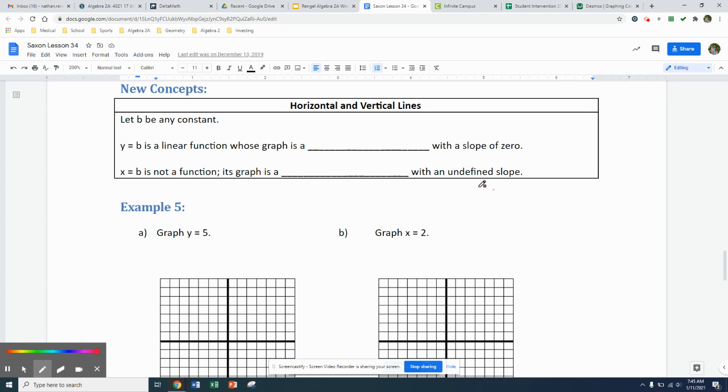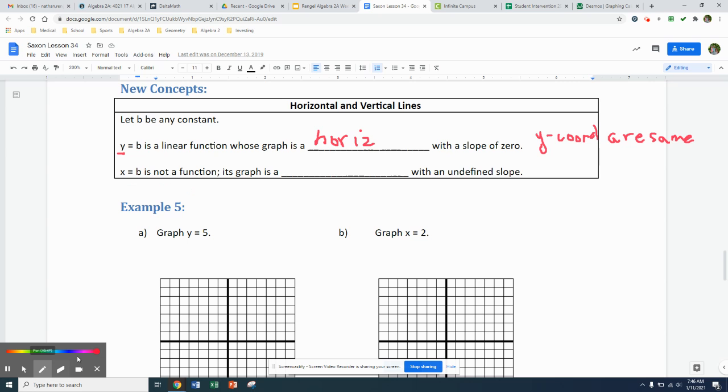Horizontal and vertical lines. Horizontal and vertical lines are when only one variable is used in a linear equation. So here we have y equals b, a linear function whose graph is horizontal with a slope of 0. Whenever you have y equals, that means all your y coordinates are the same. Whatever y is equal to, that's what your y coordinate is for the function.